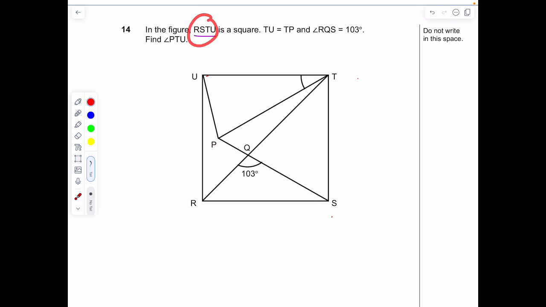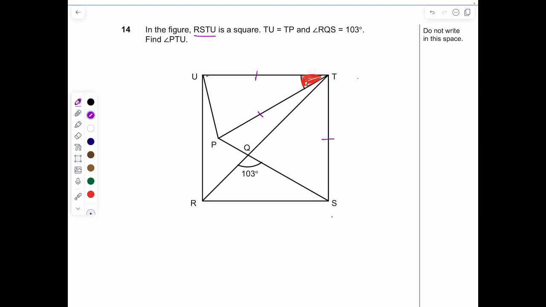Question. RUTS is a square. TU equals to TP, and angle RQS is 130. So we want to find this particular angle. Now we need to mark out all the parts that are actually equal. So TU is the same as TP. So granted that these two are actually the same, then this must be the same as well as this, because it's a square, since this and this is equal.